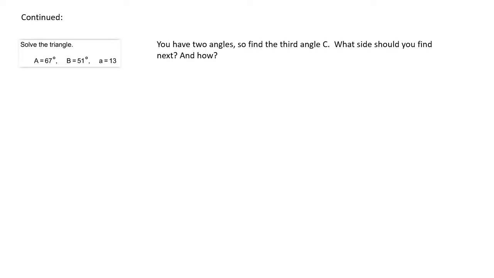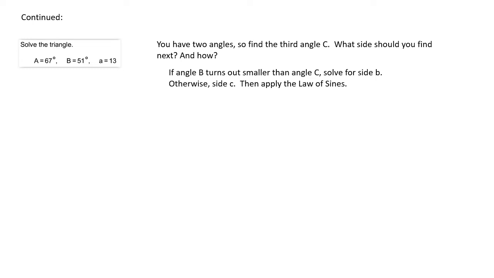Okay, let's continue here. Here's a triangle. Let's solve it. How should I start? You have two angles. Since we have the two angles, we find the third angle, 180-degree rule. Once you can use that rule, you should use it. What side should I find next, and how?